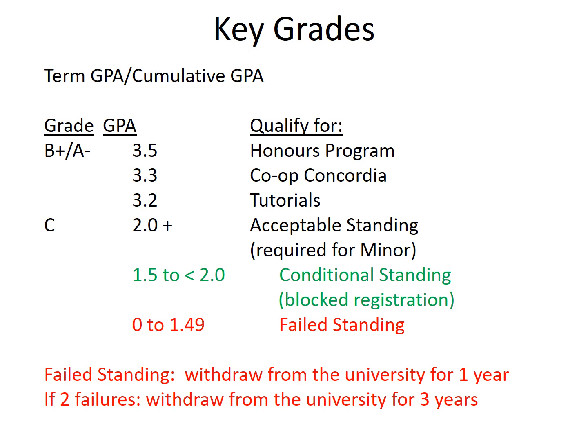A GPA less than that, between 1.5 and 2.0, is conditional standing and typically involves the student's registration being blocked until they speak with an academic advisor in the department. A GPA of less than 1.5 is failed standing, for which there are consequences.